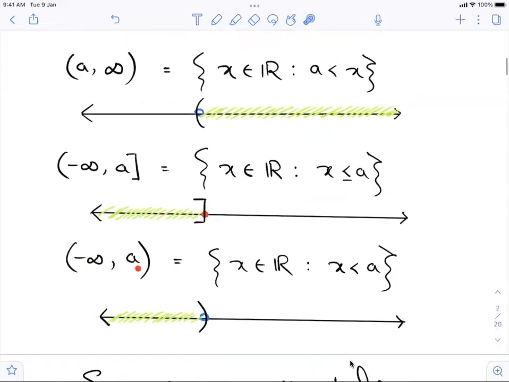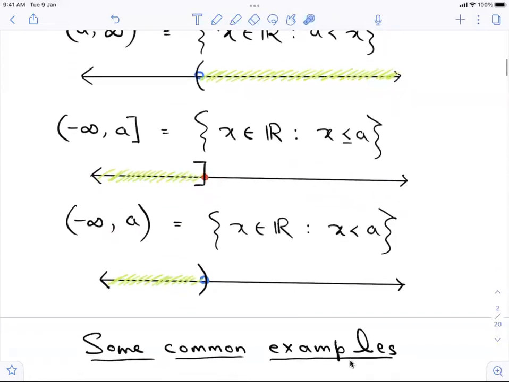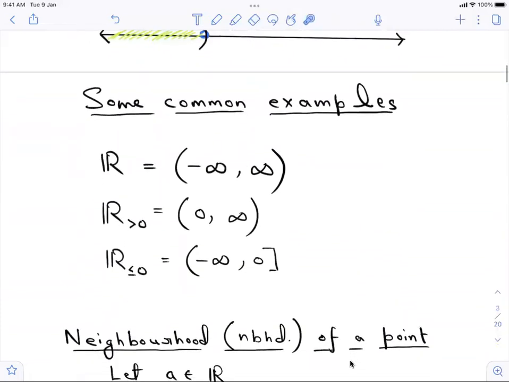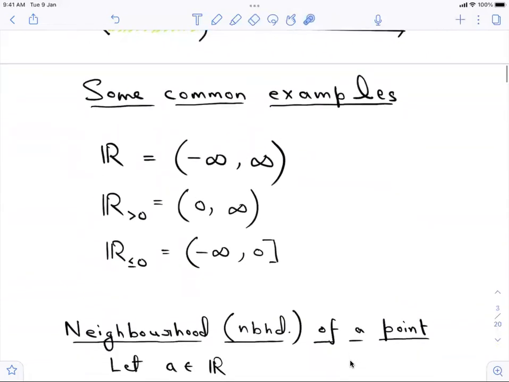Similarly, we have a situation like this. These are some examples of unbounded intervals. An important example is that R is always represented by the unbounded interval minus infinity to plus infinity. So this includes all real numbers.